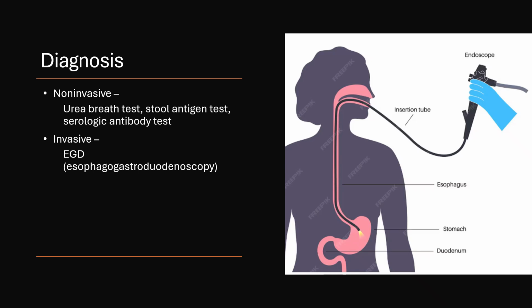Diagnosis can be done through either noninvasive or invasive methods. Noninvasive tests include the urea breath test, stool antigen test, and serologic antibody tests. If the more invasive route of endoscopy is performed, an EGD allows for biopsies and direct visualization of the stomach. Biopsies can be tested using rapid urease test or histologic examination to confirm the presence of H. pylori.